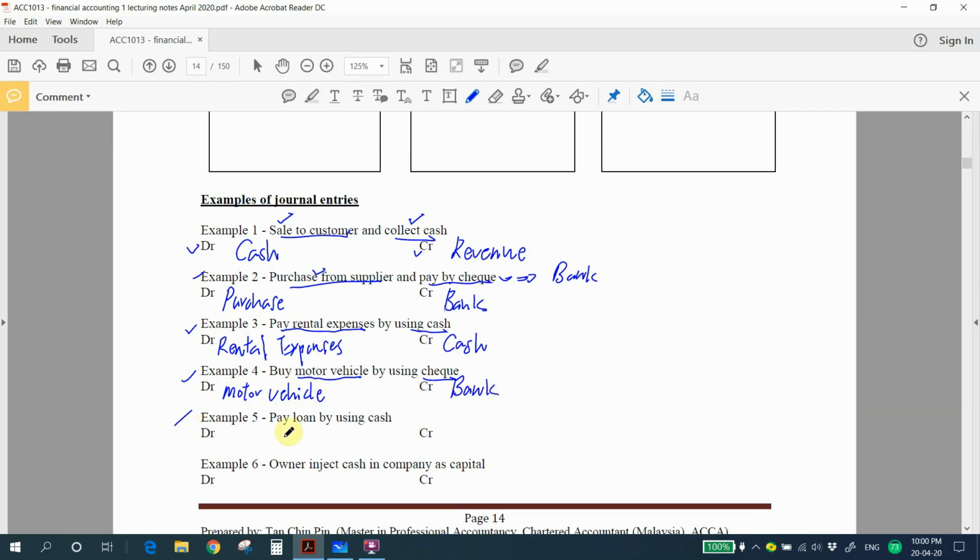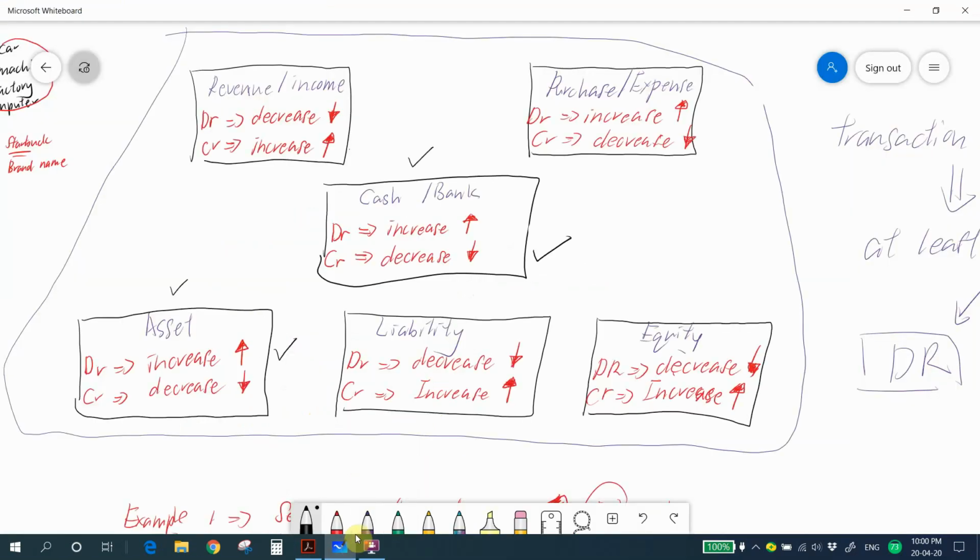Next, I pay loan by using cash. So let's identify the account that will be involved here. The account to be involved is paying loan, and then you use cash for payment. So let's take a look. Loan. So loan is related to which account here? Loan is related to your liability. And another account that is involved is your cash account, because you paid the loan by using cash.